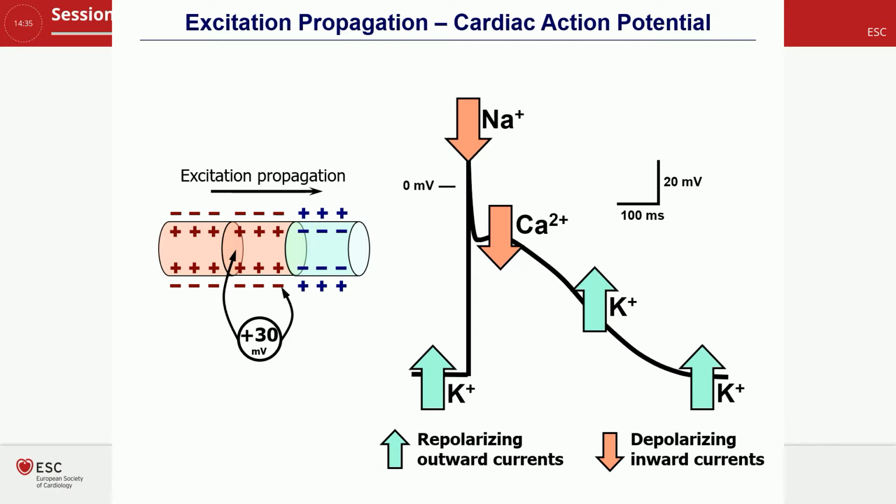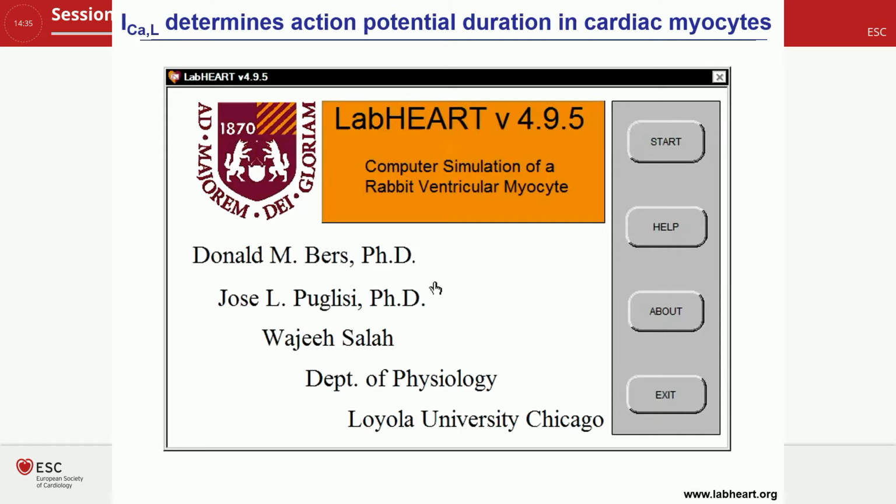To show you this a bit more directly and to encourage you to play with cellular electrophysiology, I would like to introduce you to a small program where you can do your own cellular experiments, let's say in silico. This program was developed by Don Bers' lab many years ago, and you can download it from labheart.org. I would like to show you how you can do a very simple experiment and how the L-type calcium current contributes to the action potential.